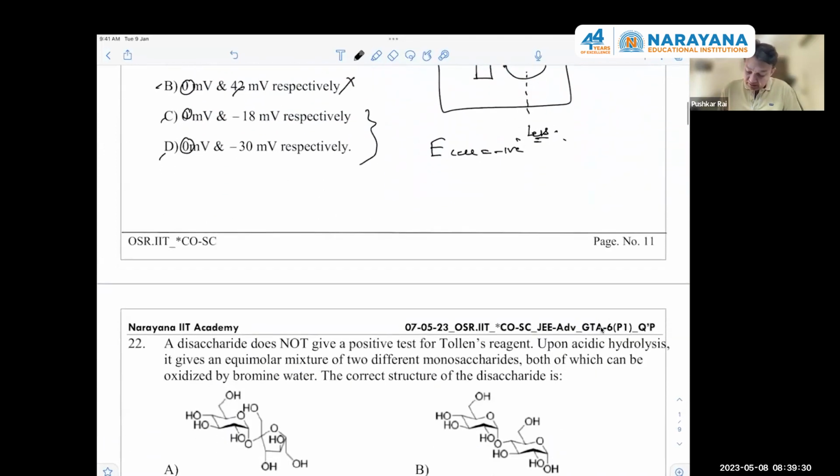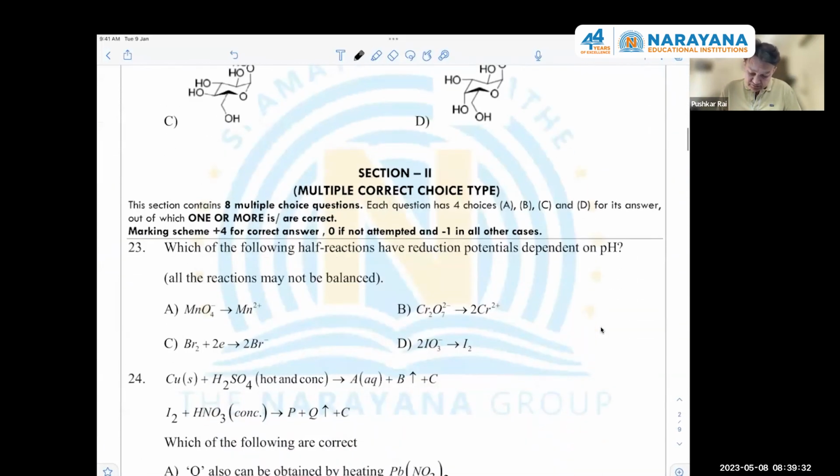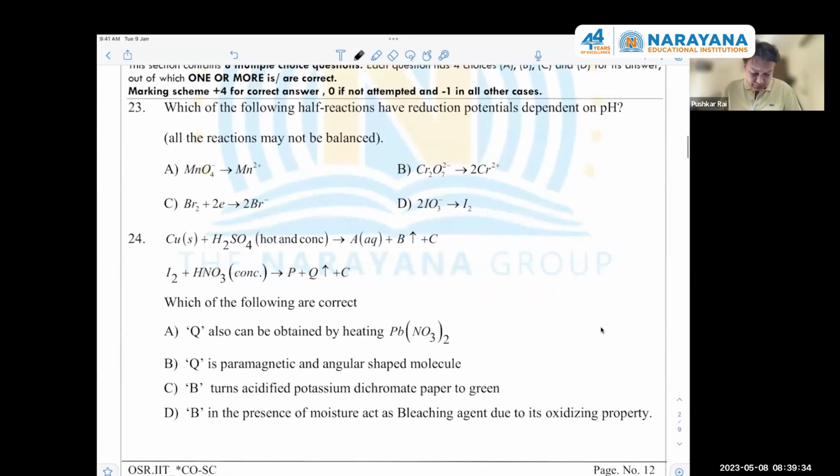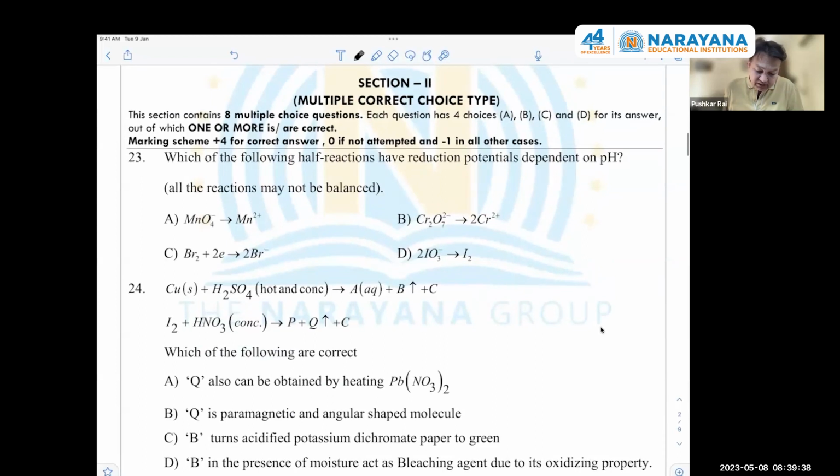I think it is also very easy. This physical chemistry paper is not worth discussing. I don't know why such an easy paper has been given. The next question was also very easy.